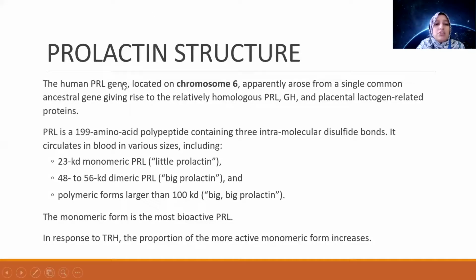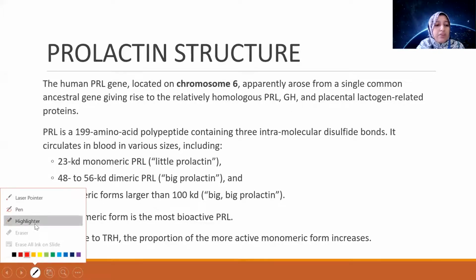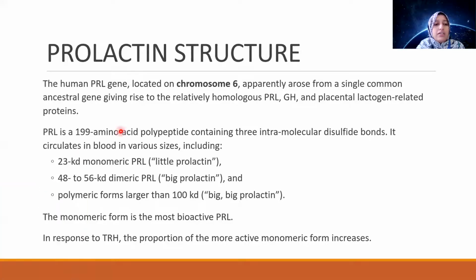So the human prolactin gene is located in chromosome 6. Apparently, it arose from a single common ancestral gene giving rise to the relatively homologous prolactin, growth hormone, and placental lactogen related proteins. It is a 199 amino acid polypeptide containing 3 intramolecular disulfide bonds. And it circulates in blood in various sizes.